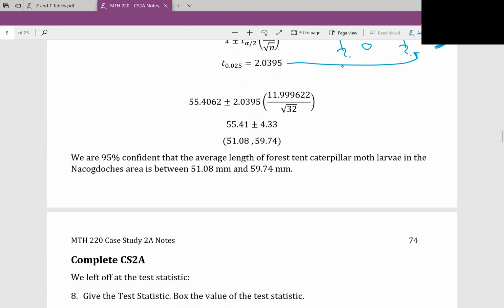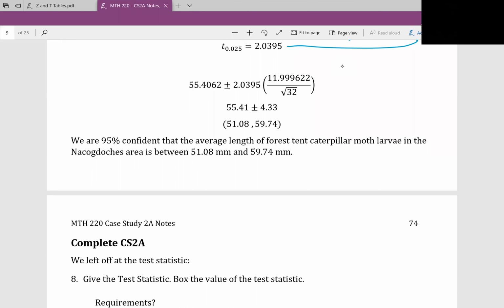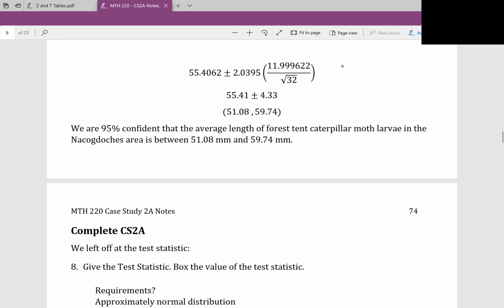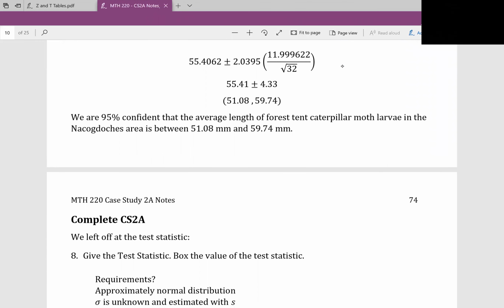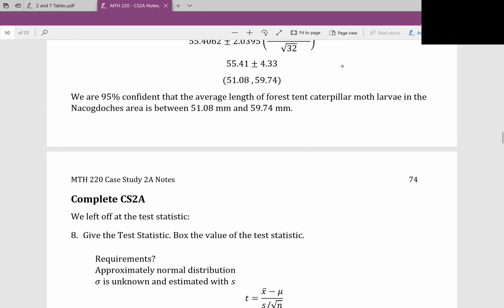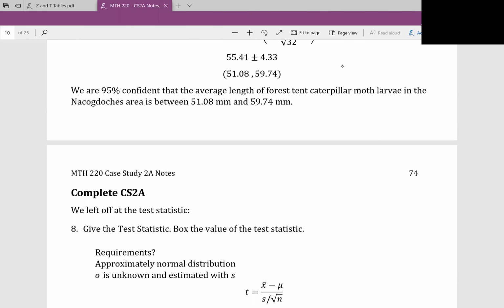Now give the test statistic, and box the value of that test statistic. What are the requirements? I'm going to keep emphasizing them because they are important. We need an approximately normal distribution, which we have if you look at the shape of our histogram in case study 2A, and sigma is unknown and estimated with S. That means the formula we're going to use is T equals X bar minus mu over S divided by the square root of N.